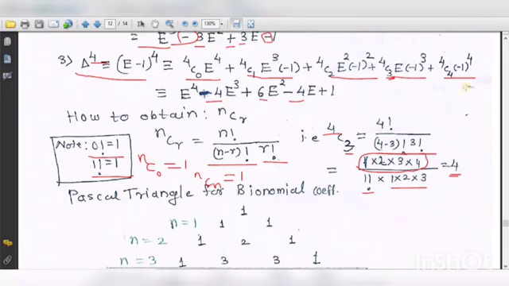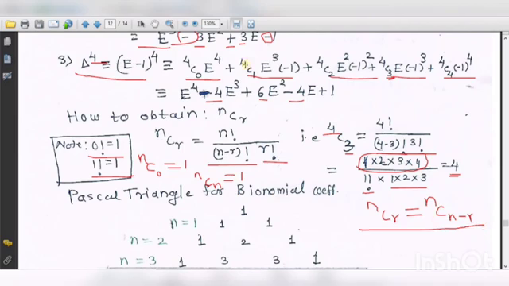Here is one more property of this binomial coefficient. If I consider nCr, then this coefficient is always equal to nC(n minus r), as we know. So both are always the same.